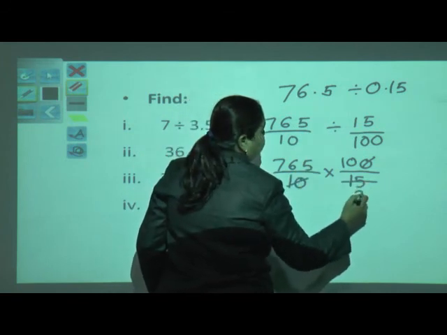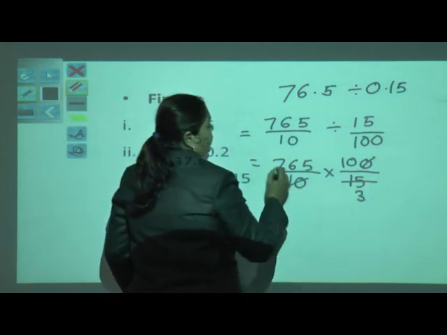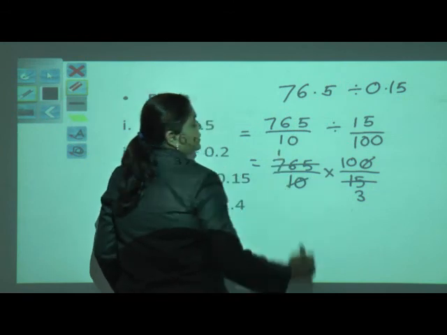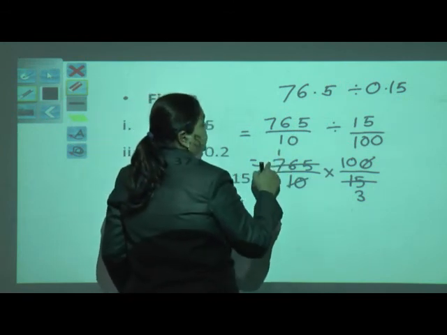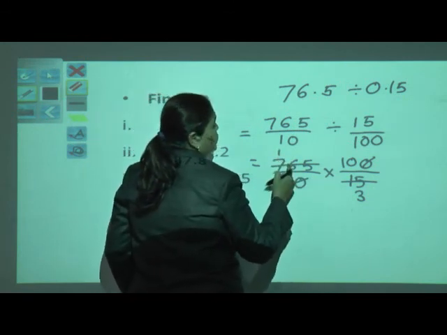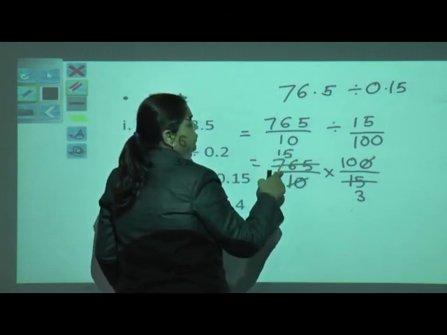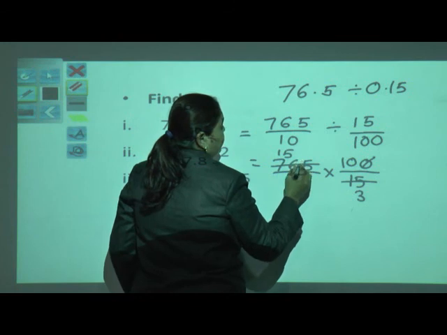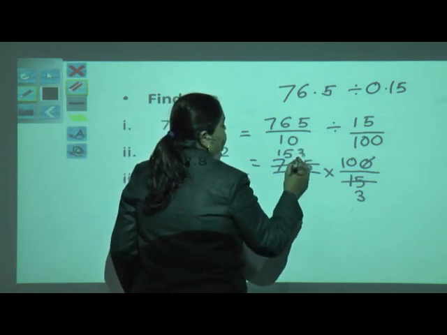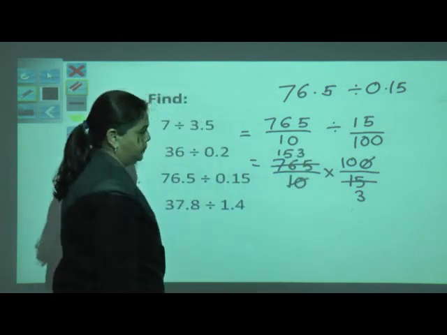So here 5 3s are 15, and we can say here 5 1s are 5. 7 minus 5, 2 is left, so it is 26. 5 5s are 25. 26 minus 25, 1 is left, so here will be 13. 5 3s are 15.